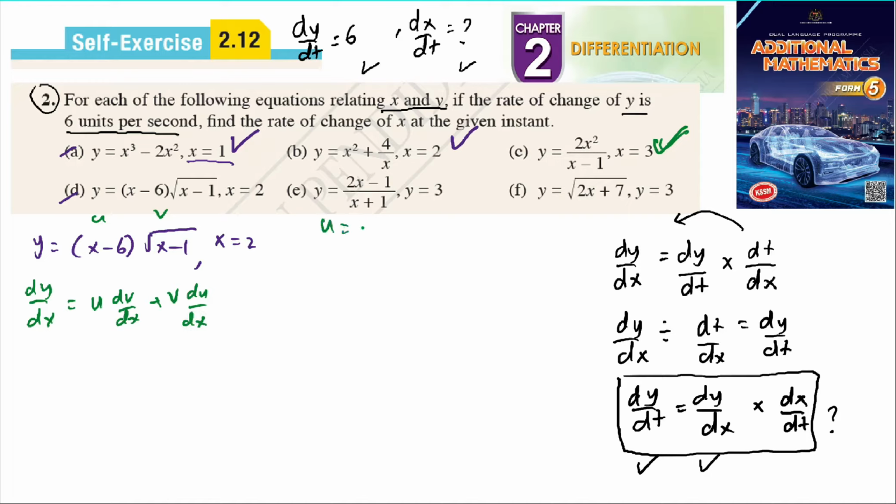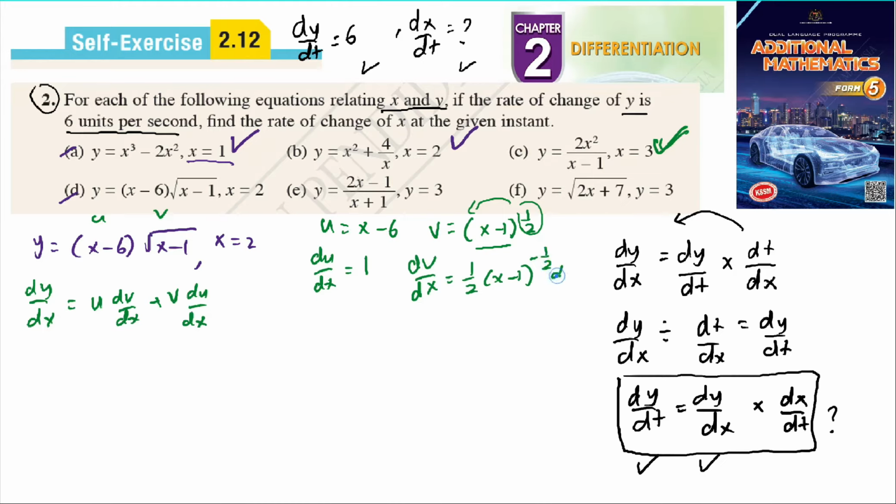So u is equal to x minus 6. So du over dx is equal to, so differentiate x, we get 1, differentiate this one, we get 0. So v is equal to (x minus 1) to the power of a third, because it is the cube root. So when we differentiate dv over dx, so first when we have bracket with power, we don't touch anything inside it. We take the power, we bring forward.